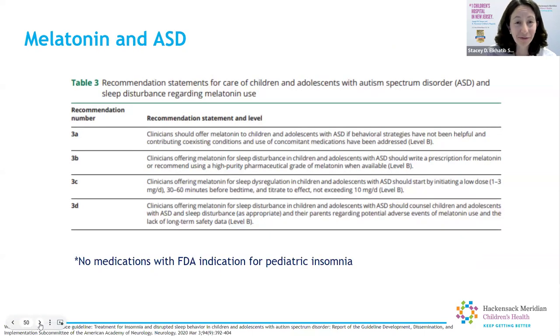The big thing is that for any child, there aren't any FDA approved medications for sleep. So everything we do is really off label, even using melatonin. As far as dosing, you want to start low. Really, you should be using 1 to 3 milligrams, 30 to 60 minutes before bedtime, in children with autism, and titrate to effect. A bigger dose is not always better. You don't want to go really high because it doesn't mean it's going to help more, and it can also become toxic. In this paper, they say don't exceed 10 milligrams. Really, that would be in adolescence, I would say. In younger children, I'm really trying to stay in the lower range.